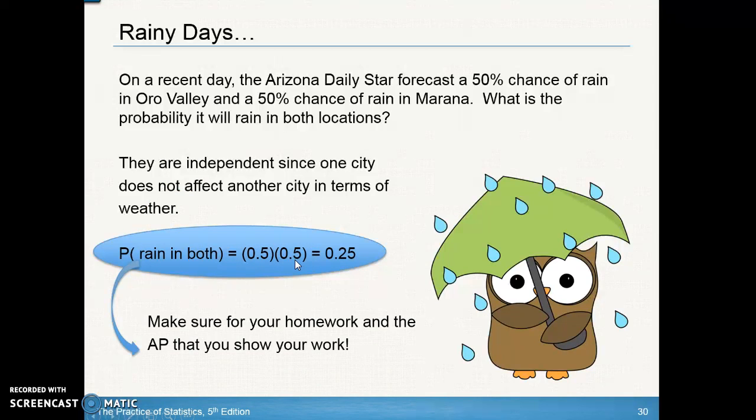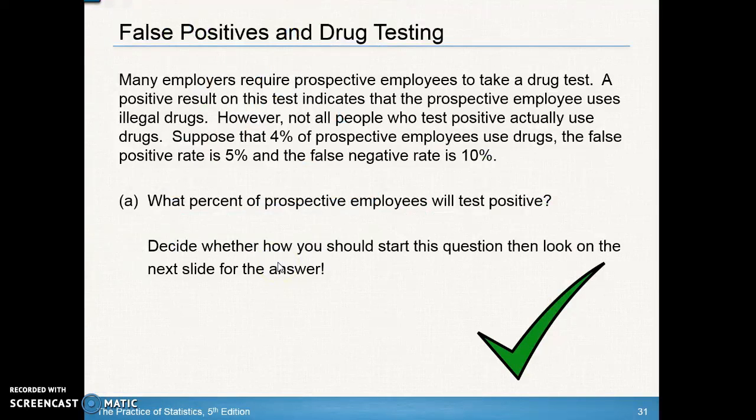to get 0.25. So just make sure for your homework that you show your work. Don't just write probability of rain in both is 0.25. Make sure you show that 0.5 times 0.5.